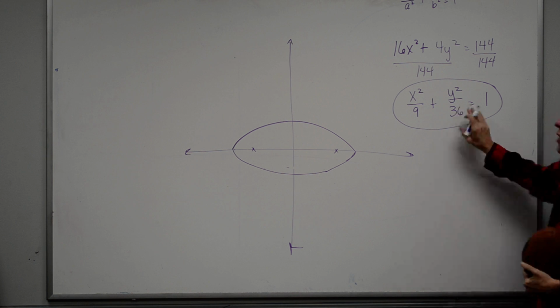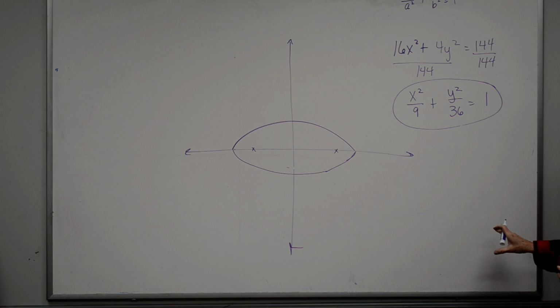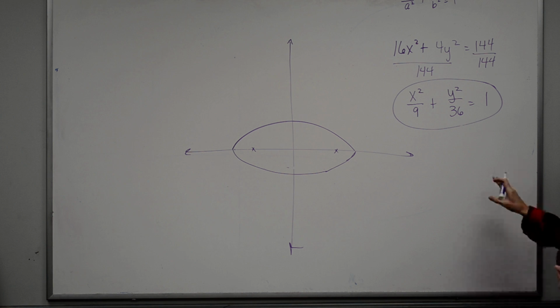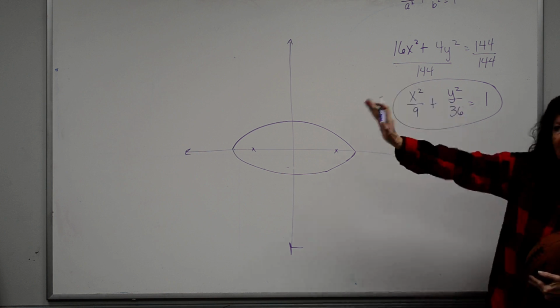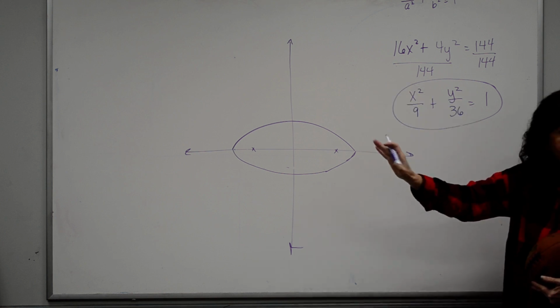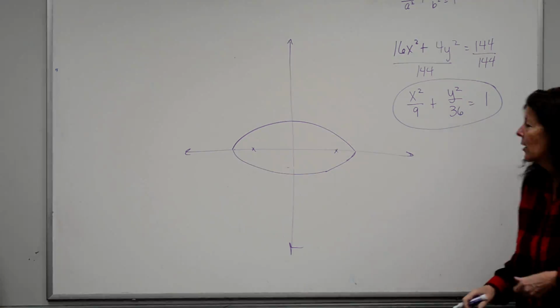If the larger number is under the y, you're going to use the right-hand side of your page, that cheat sheet I gave you. If the larger number is under the x, you're going to use the left-hand side. My cheat sheet is written on my marker board over there.